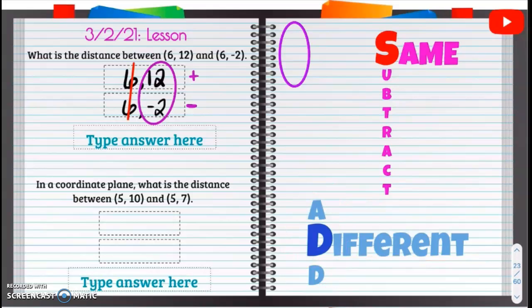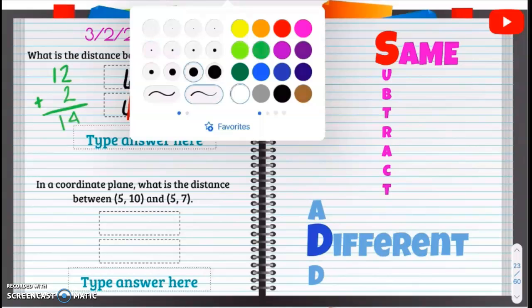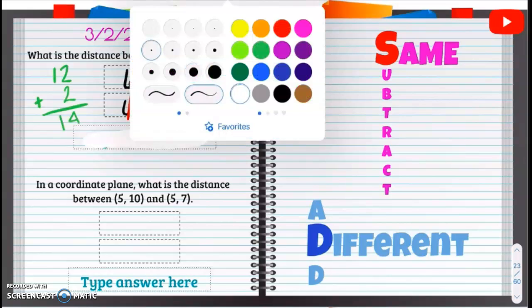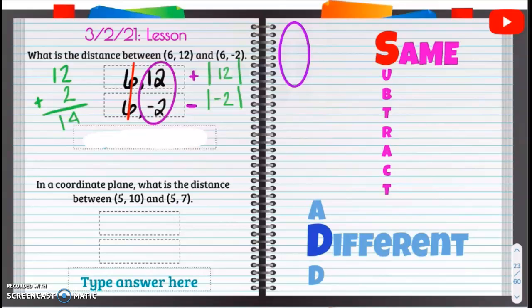So we are going to add the absolute values. So we're going to add the absolute value of 12 and the absolute value of -2. We're going to add them up. Remember, absolute value is always positive. So all we're doing is taking 12 plus 2. So 12 plus 2 is going to be 14. So all you're going to do for that answer is put 14, and it's going to be units. 14 units.